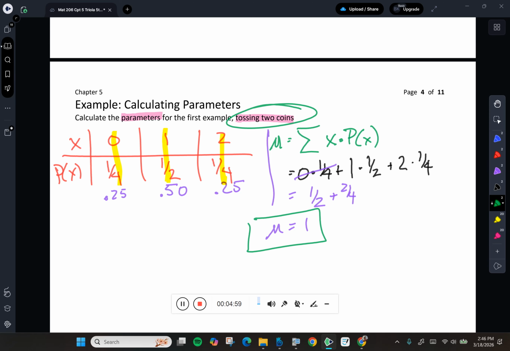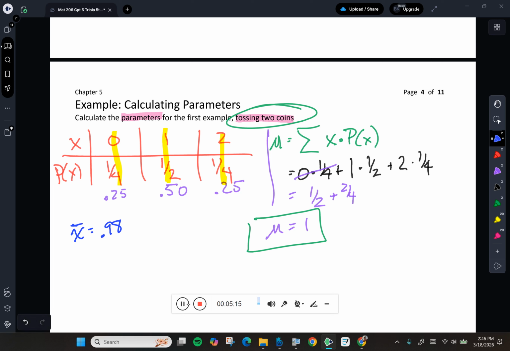So if I sat down and played this game for 8 hours and I found a mean of 0.98, I would look at that and go, yeah, that's really close to what it should be. Right. That's really close to 1.